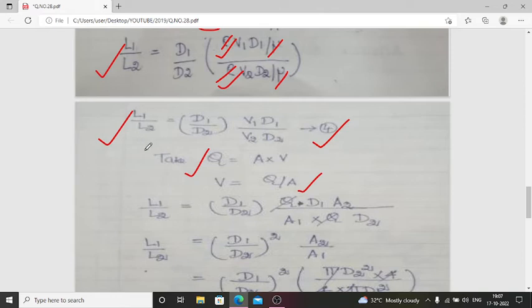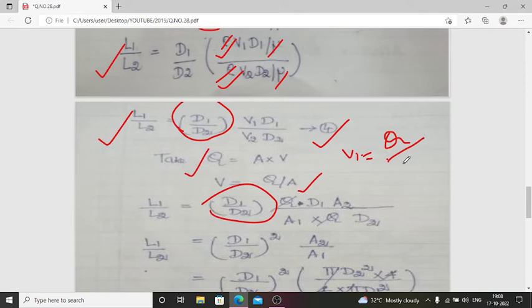So in our equation, take the fourth equation. Here L1 by L2 is equal to d1 by d2, the same d1 by d2. Here replace the V1. What is V1? Q1 and Q2 are both the same, so we take capital Q divided by the first pipe area A1. So replace the V1 with Q by A1. This is the V1 term.